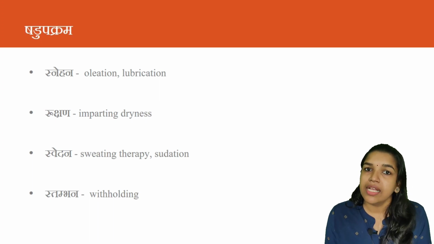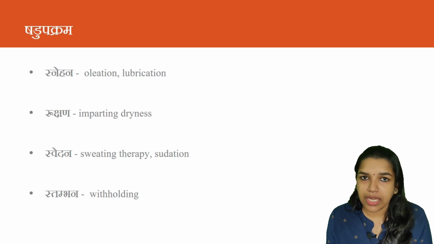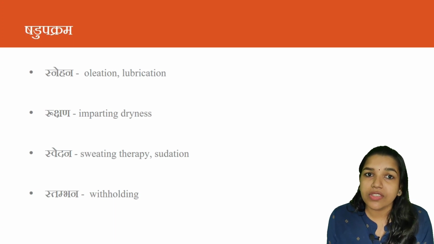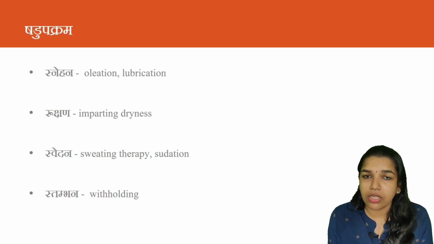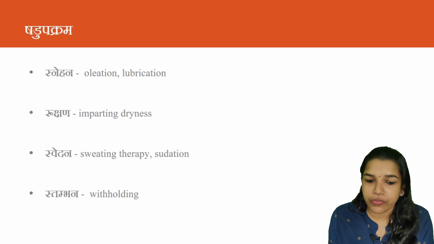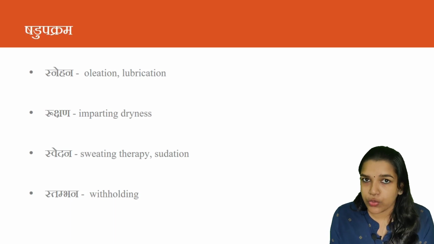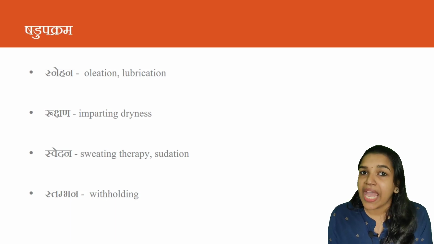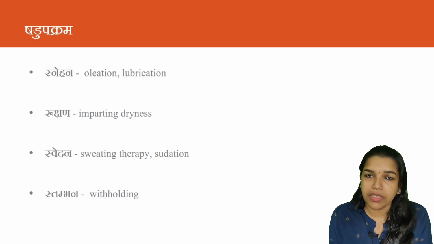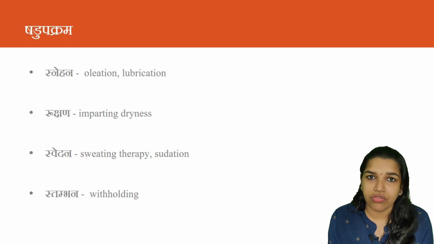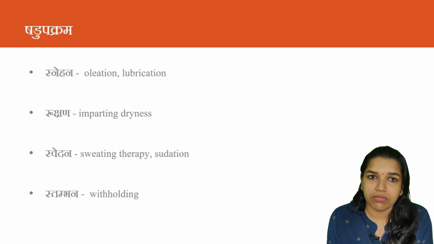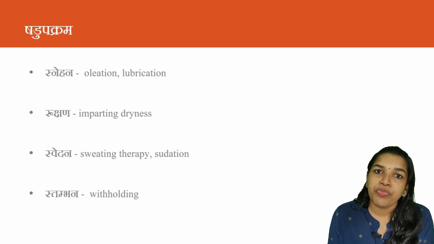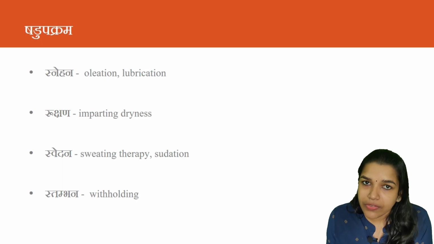Next is the Svedana, that is by using Agni or other measures without Agni, we are producing sweat in the Sharira. That management is called Svedana Karma, that is sweating therapy or sudation. And Stambana is the withholding therapy. For example, if there is bleeding, we put ice packs to stop the bleeding. Such stoppage of a flowing fluid, or withholding of the flow, is called Stambana.